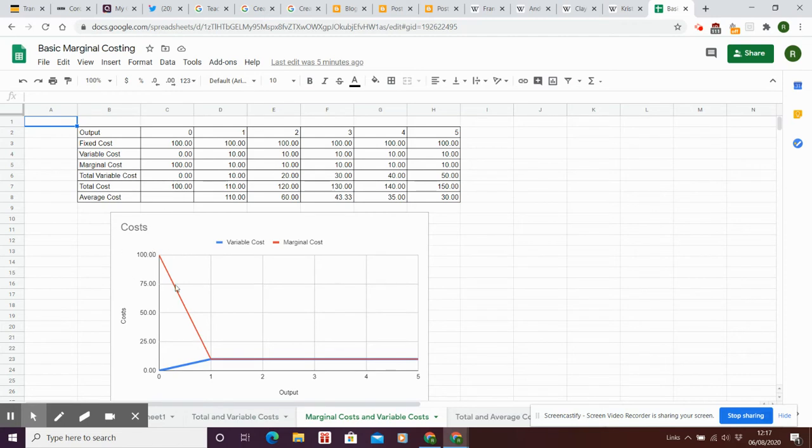Okay, and just here to quickly show you on a graph a little bit of a difference between the marginal cost. So the marginal cost of producing no units is actually £100. But then once we get beyond the original fixed costs being a marginal cost, then your marginal costs are always the same as your variable costs.